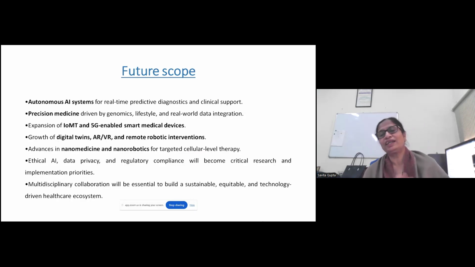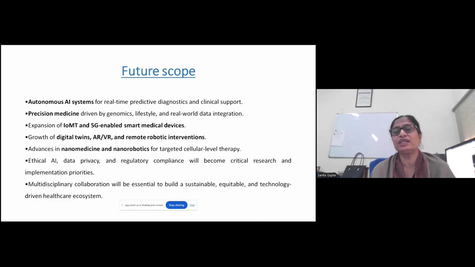So I have shared some insights. Although I have told that these technologies are in place, much has to be done in various areas, especially in autonomous AI systems, precision medicine, and expansion of IoMT enabled by 5G technology. 5G-enabled smart medical devices have to be designed. Growth of digital twins, AR, VR, and remote robotic interventions.